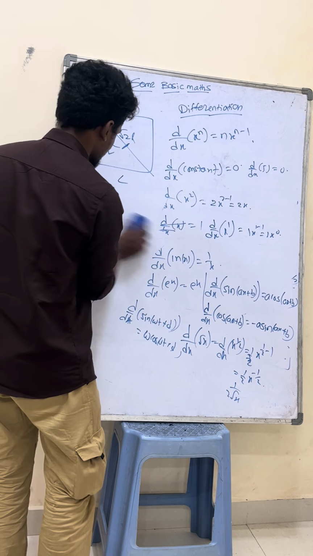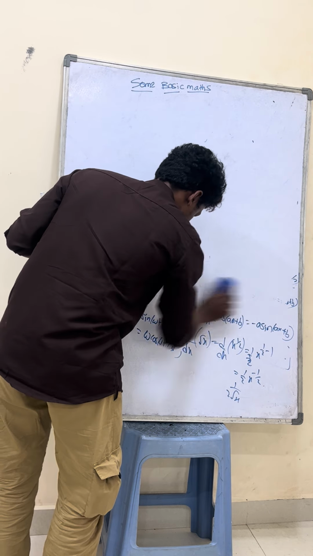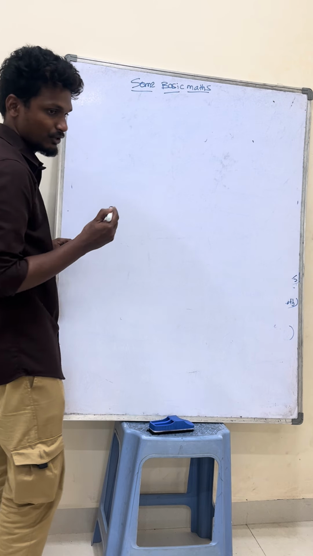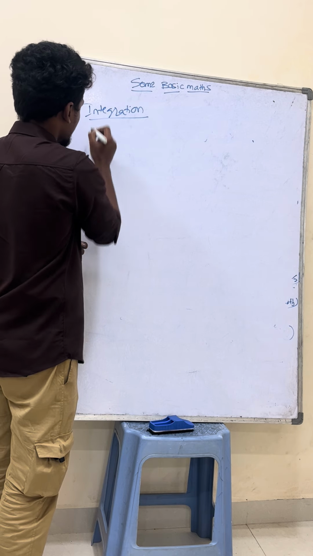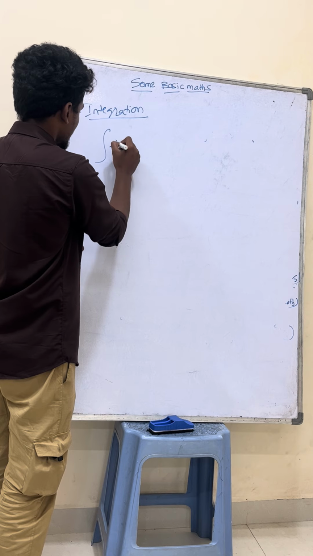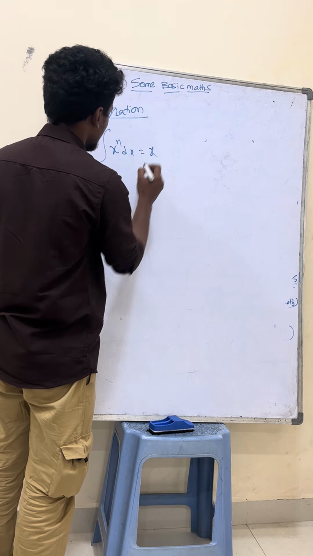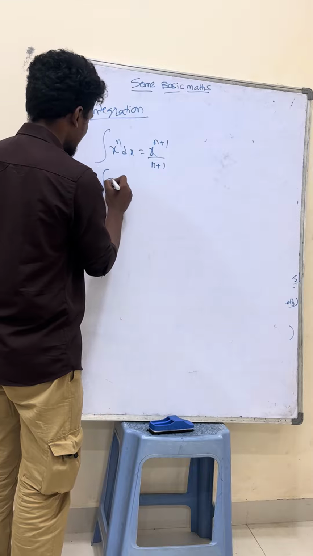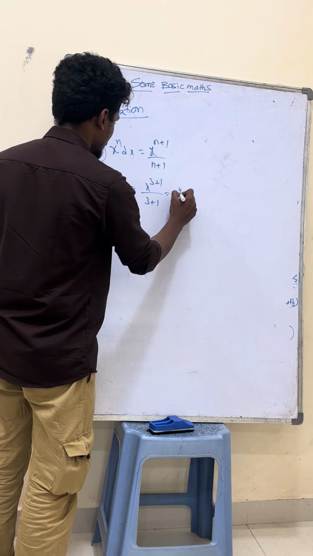And coming to integration. In integration, you got integral x power n dx is equal to x power n plus 1 by n plus 1. Let's say integral x cube dx, that is x power 3 plus 1 by 3 plus 1, which is x power 4 by 4.